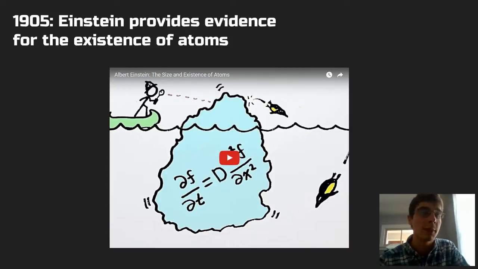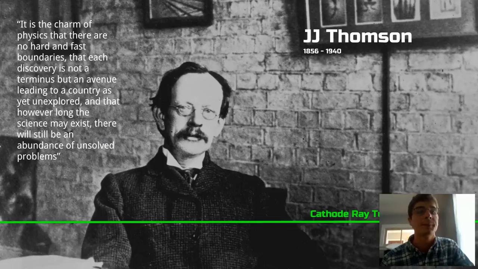And he released his paper in 1905 on Brownian motion, and it essentially provided some very good evidence that atoms existed. And it was purely based on mathematical formulas.